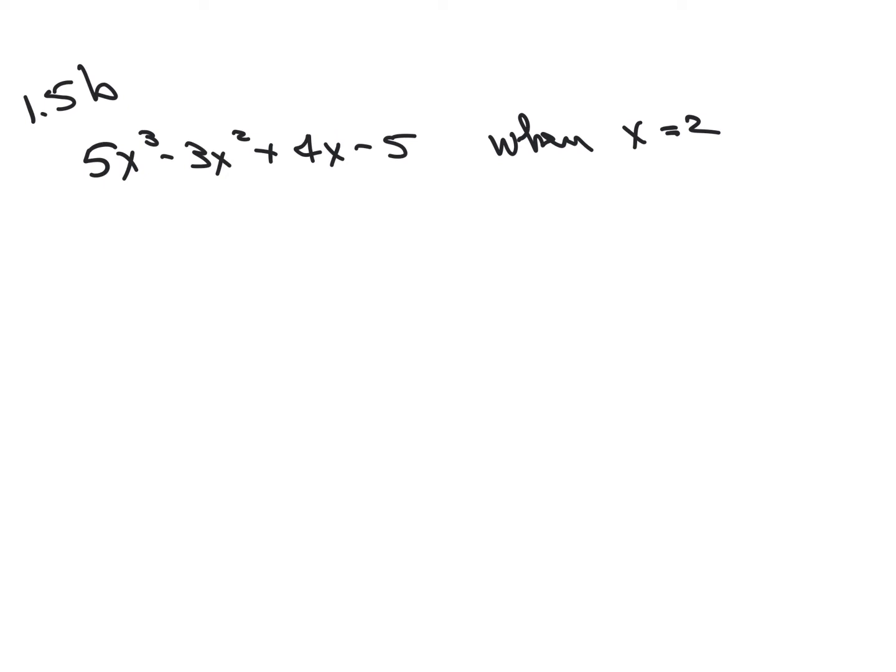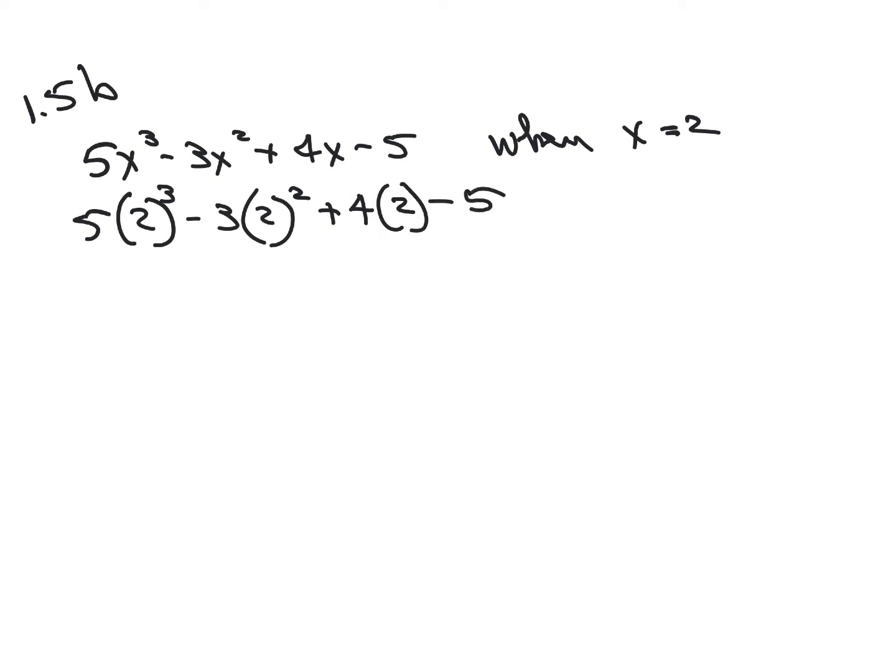Example 10, page 59. Example 10 says find the value of this when x is that. So what we're going to do is substitute 2 in whenever we see an x. The book doesn't do this, but I prefer when I substitute to put the number in parentheses, just because I'm used to doing it that way.